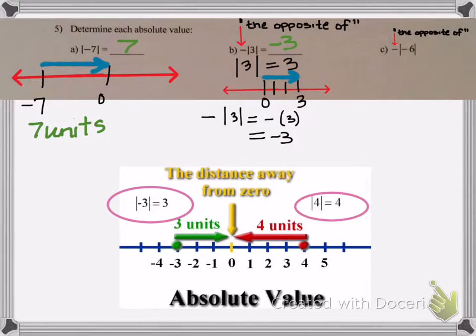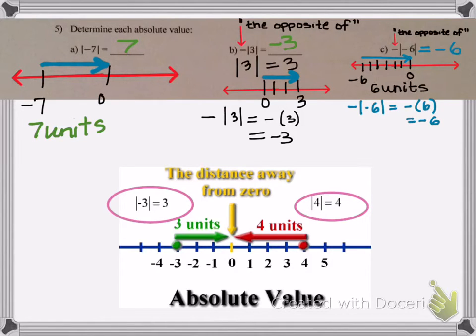You first have to evaluate the absolute value. You have to do what's inside the absolute value bars first, because you have to figure out what the absolute value of negative 6 is. Well, the absolute value of negative 6 is 6, because negative 6 is 6 units away from 0. So we have the opposite of the absolute value of negative 6. Well, the absolute value of negative 6 is 6. So we have the opposite of 6, which is negative 6.